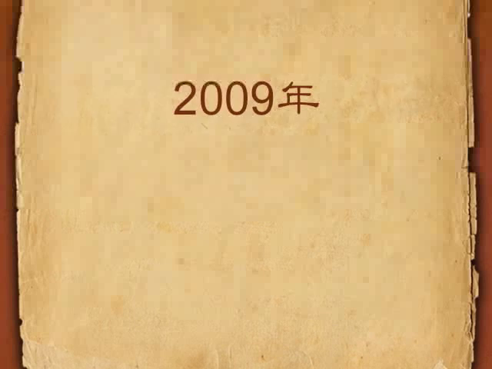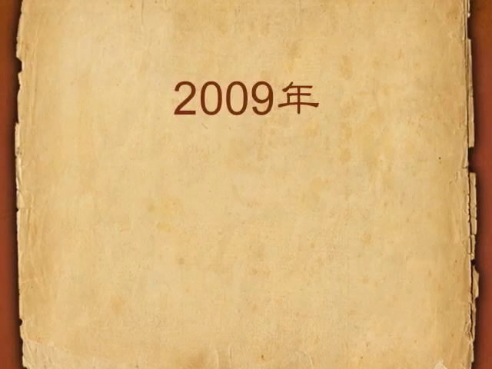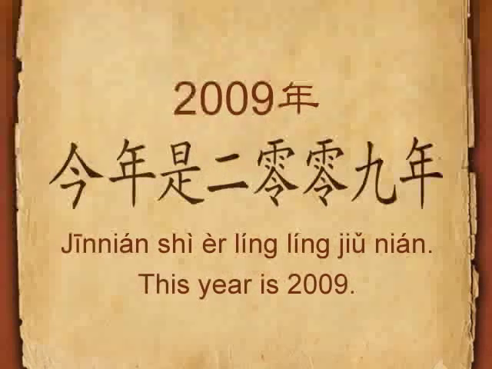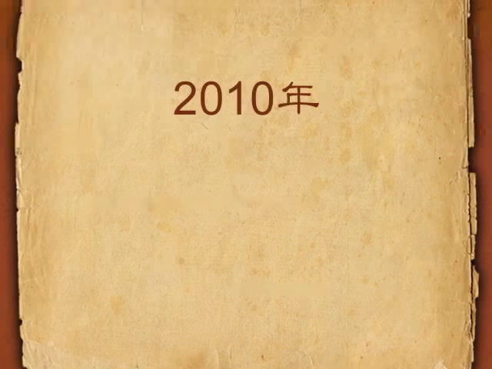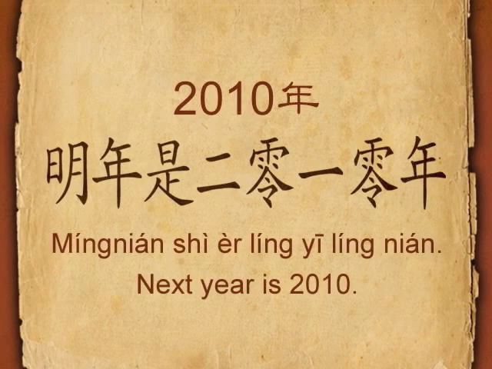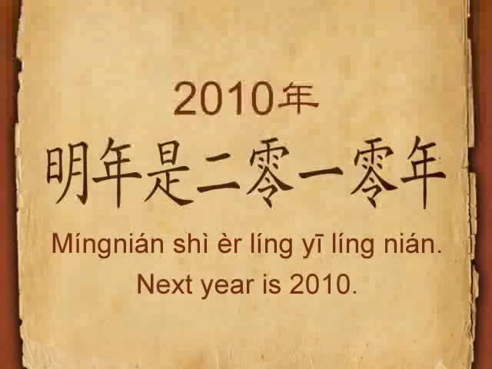How would you tell someone the following dates in Chinese? Here's the year 2009. To tell someone this year is 2009, you would say, 今年是2009年。Say the sentence with me. 今年是2009年。This year is 2009. Here's the year 2010. To tell someone next year is 2010, you would say, 明年是2010年。Say the sentence with me. 明年是2010年。Next year is 2010.